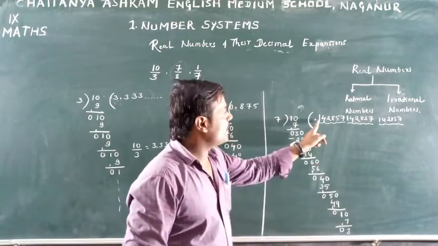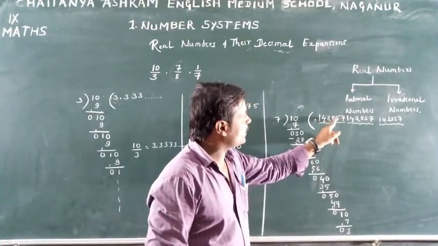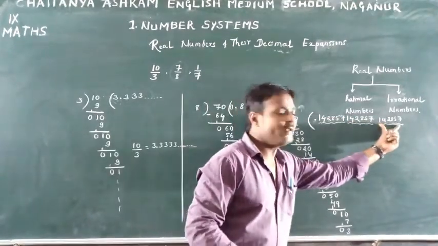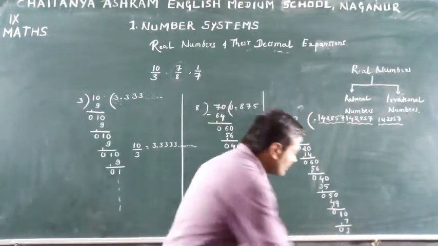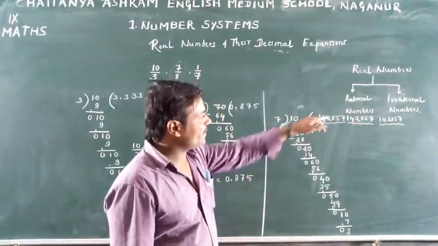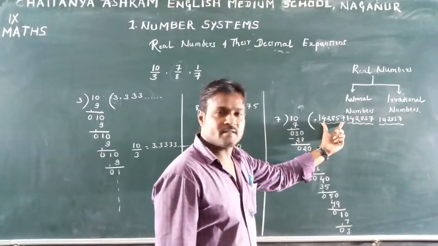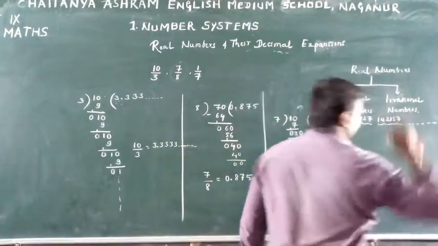So 1, 2, 3, 4, 5, 6, 7. 1, 2, 3, 4, 5, 6. These 6 digits start repeating themselves. Division process is not completed. But in the decimal expansion, these 6 digits start repeating. It goes on like this.